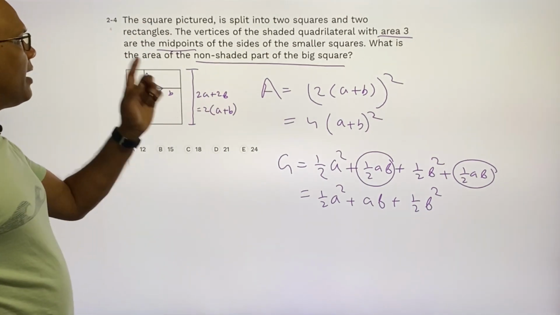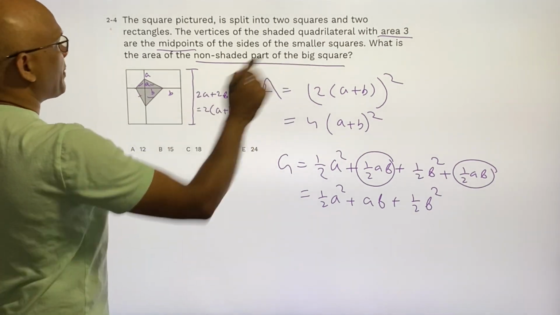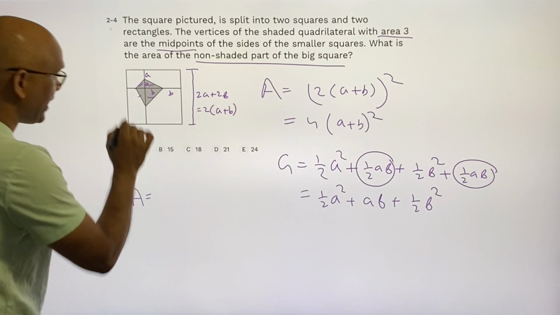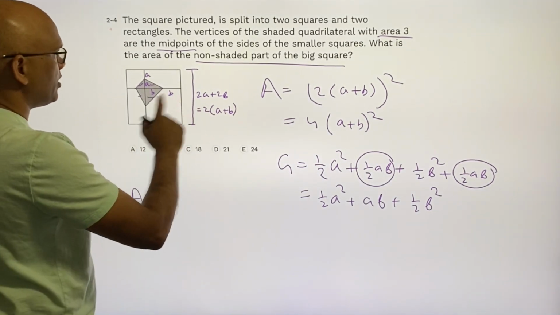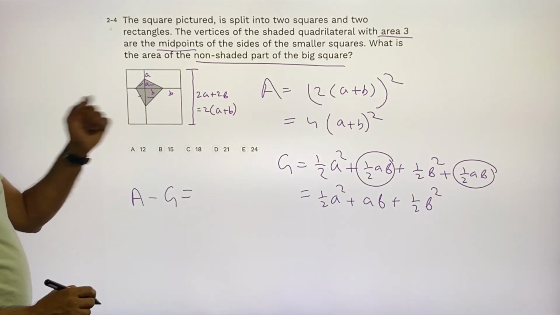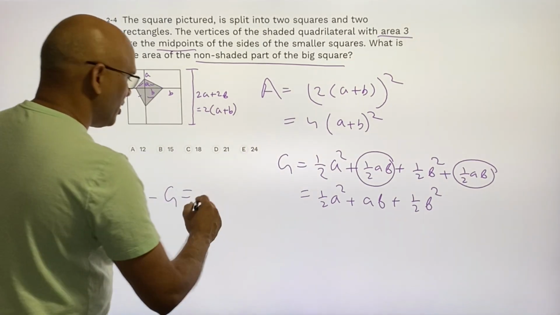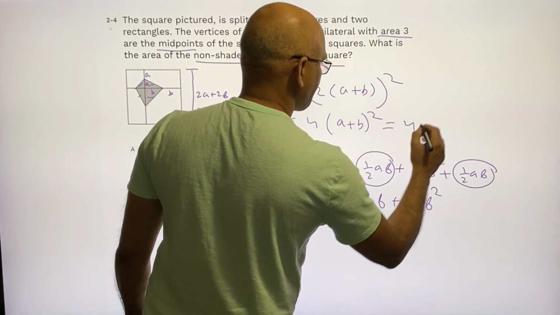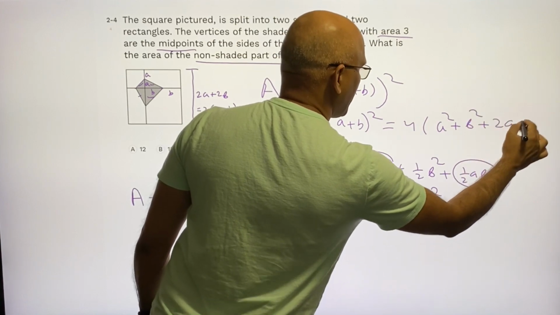What do I want? I need the area of the non-shaded part of the big square, so area of this, right? So there is going to be a, there is the area of the whole thing, minus g, area of the gray part, right? Because I want the area of the non-shaded part, so I can simplify this 4 a square plus b square plus 2ab, right?